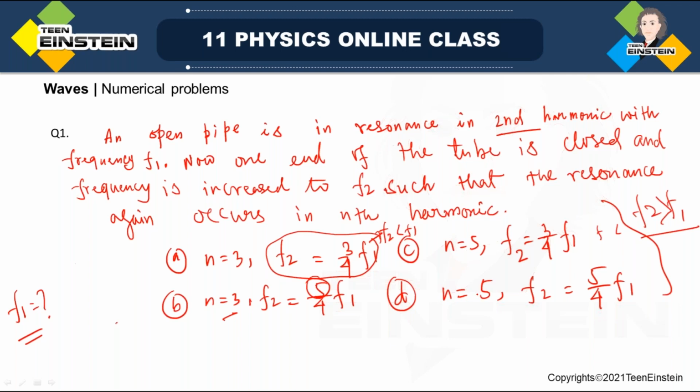But in this case, n is equal to 5, and f2 is equal to 5 by 4 f1. So in this case, actually, this is also the same thing here. So which one will be the answer for this question? The fifth one will be the question. Sorry, answer for the question.